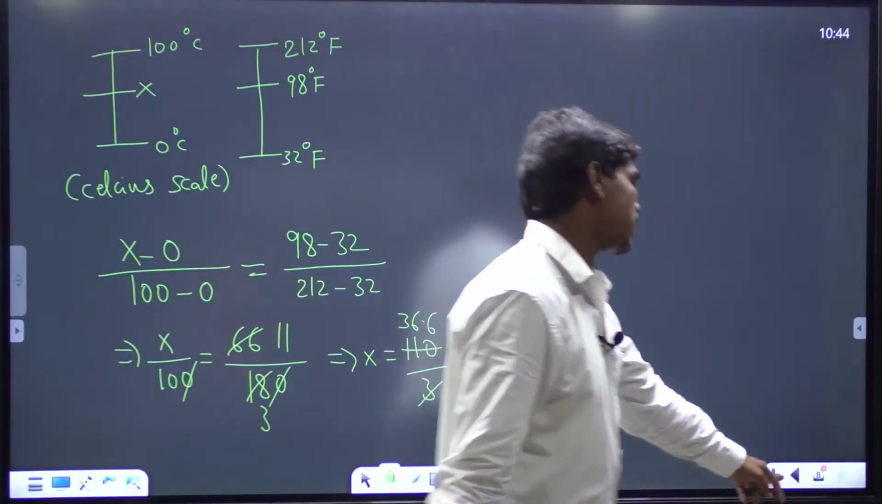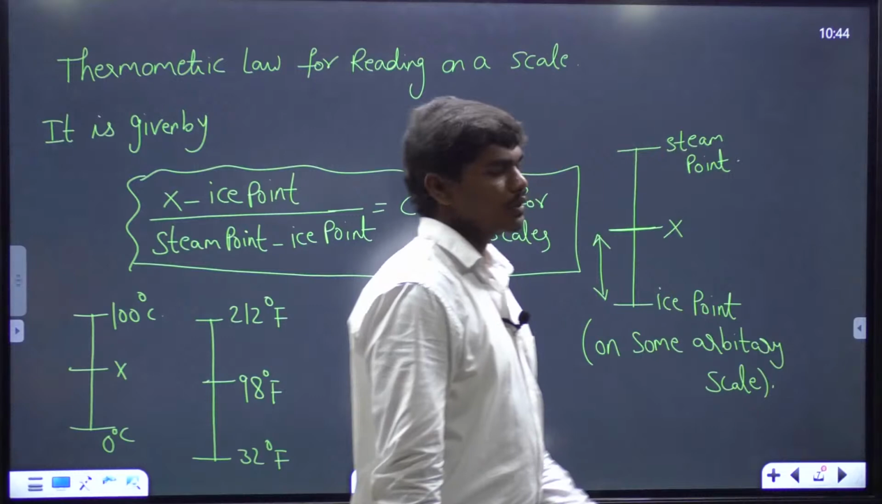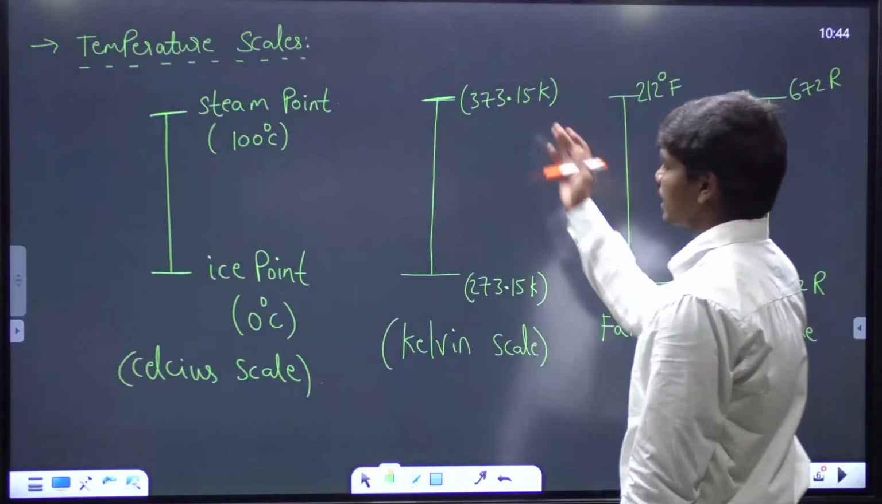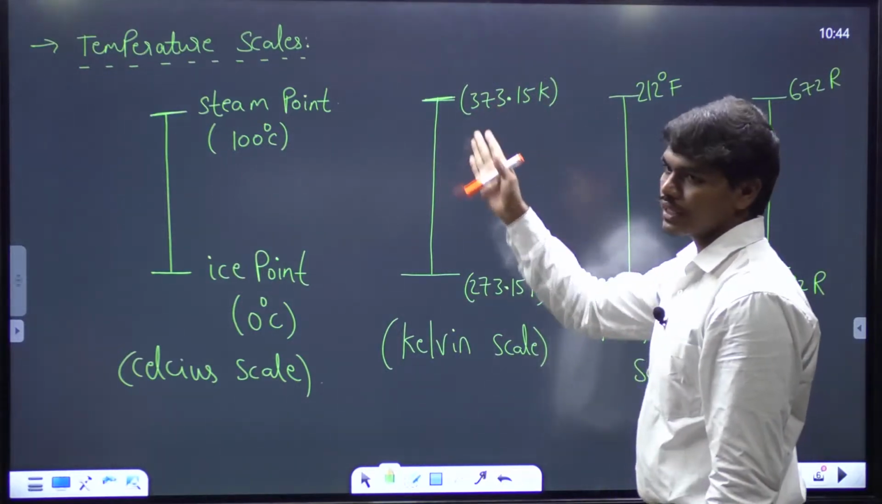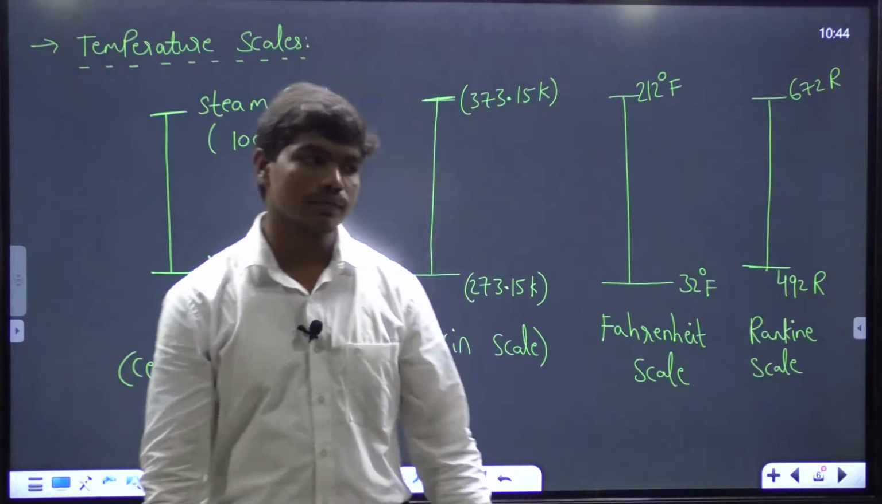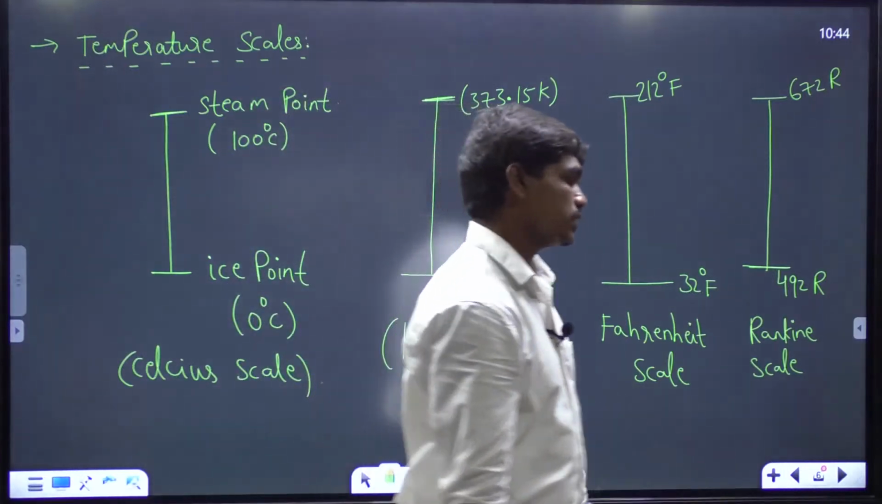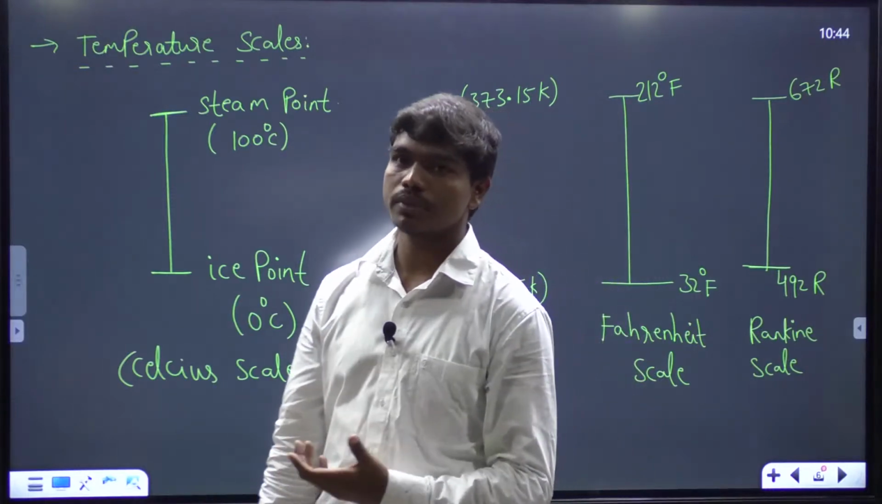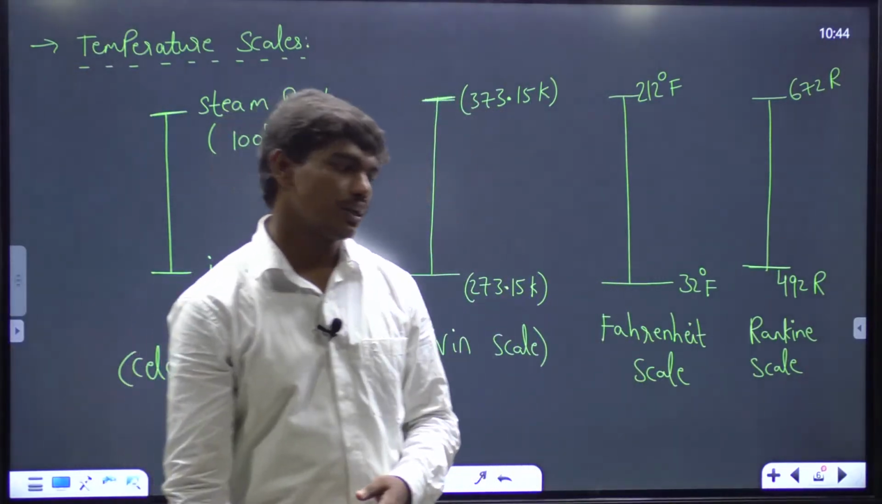So these 4 scales are of basic importance, and to be precise, in today's modern day, we use the Kelvin scale with utmost importance, because Kelvin is the absolute SI unit of temperature. So we confine ourselves to the Kelvin scale in general practice. And the devices that we are getting nowadays measure the temperature with respect to Kelvin in general.